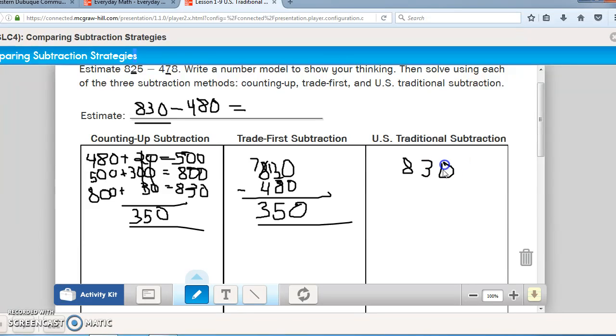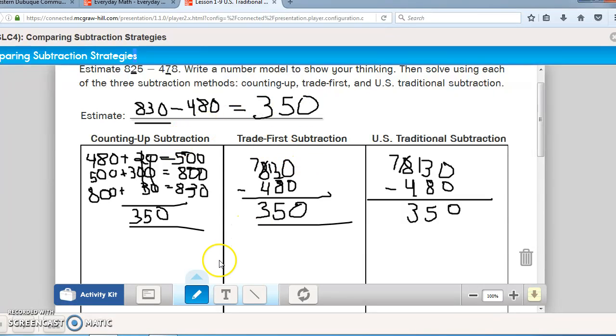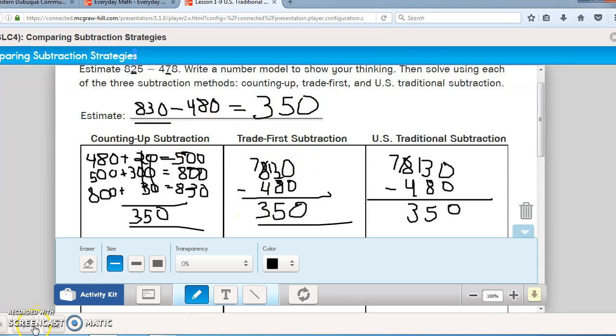And now traditional U.S., remember just lining them up in columns. And I subtract the ones place first, 0 minus 0, 0. Now I go over to the tens. I see I have to trade or borrow, so I take 1 away from the 8, make that a 7, put it in front of the 3 to make 13. 13 minus 8 is 5. 7 minus 4 is 3. So my answer is 350. All three methods had me get the same answer.